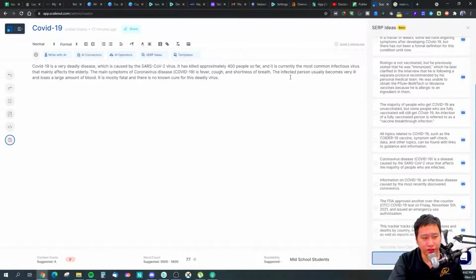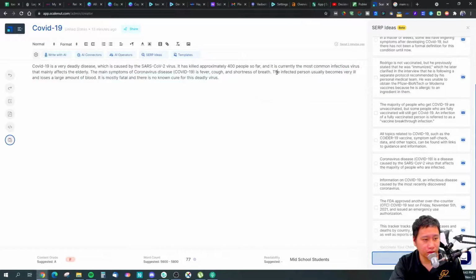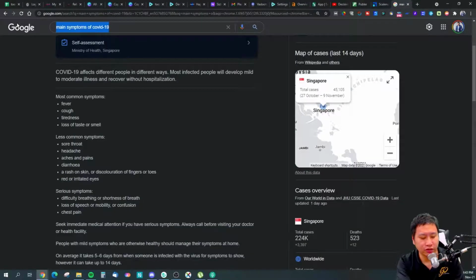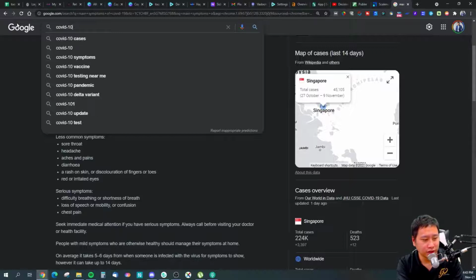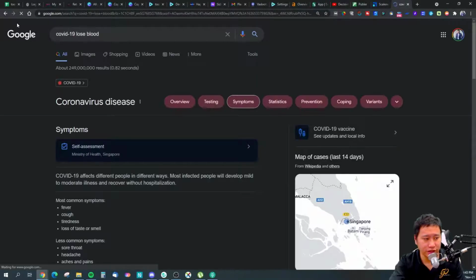The infected person usually becomes very ill and loses a large amount of blood. I'm not sure about this. Can we look that up? COVID-19 lose large amount of blood. Let's try something like that. Lose blood. Is there anything like that?